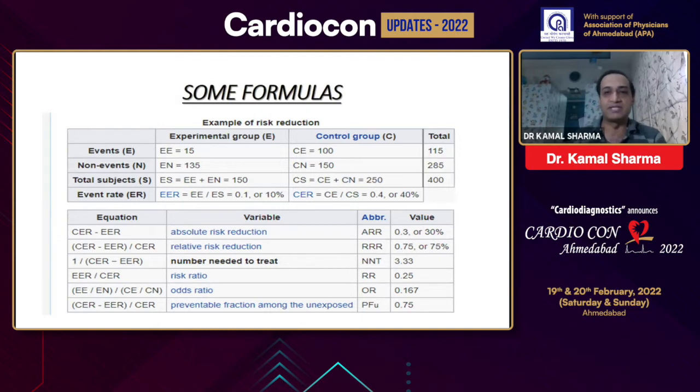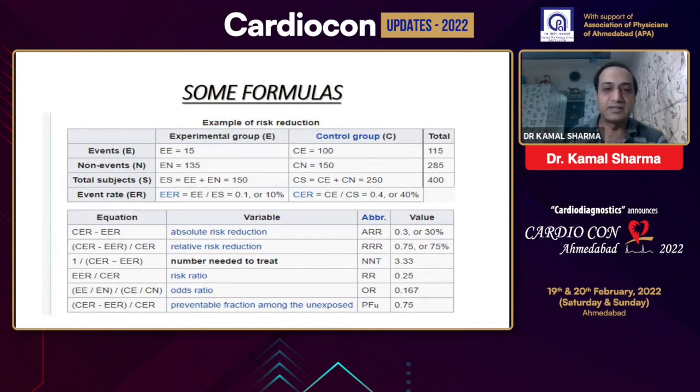So we have a 40% event rate in the control group and a 10% event rate in the experimental group. So the difference between the two is 30%. So 40% in control, 10% in experimental. Hence, the absolute risk reduction is 30%.